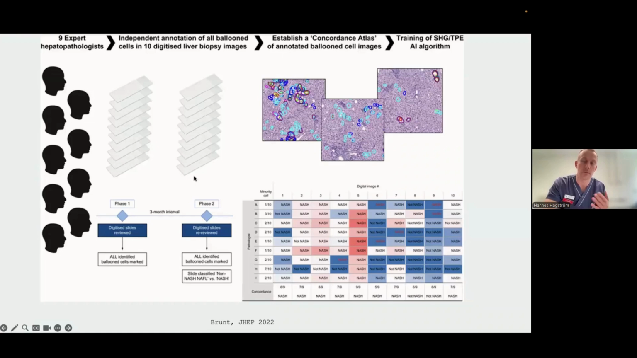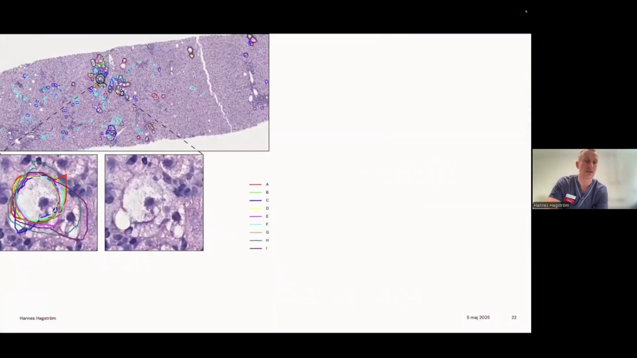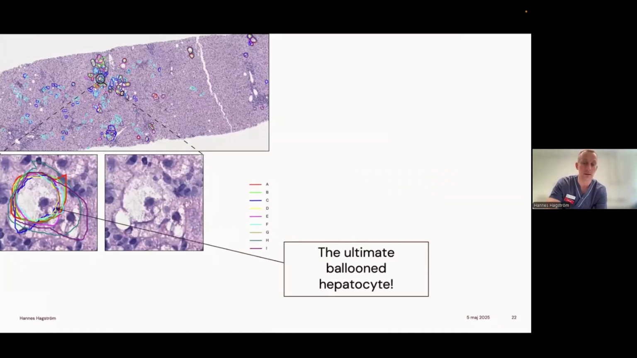So if you show a pathologist a slide, you might get different results if you ask them at different times or if you ask different people. So this was actually the only ballooned hepatocyte that all 9 pathologists agreed on, meaning it's sort of the ultimate ballooned hepatocyte. So if you see a hepatocyte that looks like this, you can be pretty sure it's a ballooned hepatocyte.